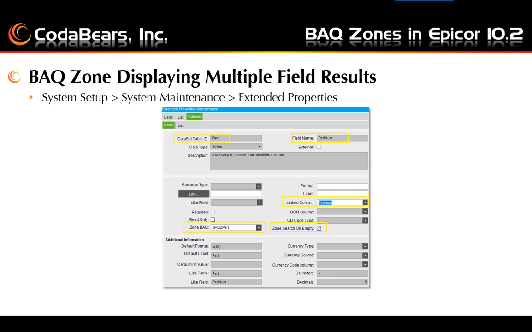So again, in the extended properties, I'll pull up the table and field name that we're going to link to. So part is the table name and field name is part number. Next I choose the linked column, which would be the part number that is linked between this field name and our BAQ, and the zone BAQ name, which is the BAQ Z part, and then I'll check the box for zone search on empty so that we can see all the results when nothing is typed into the search field.